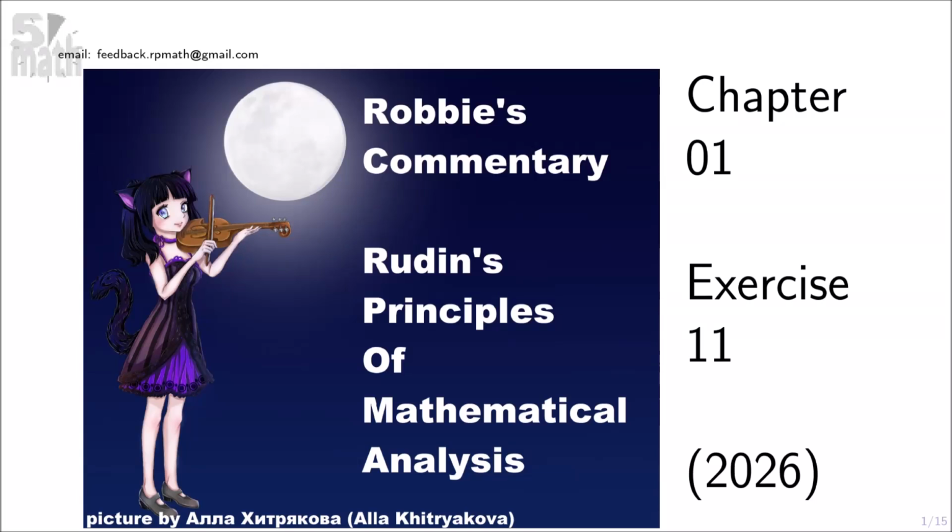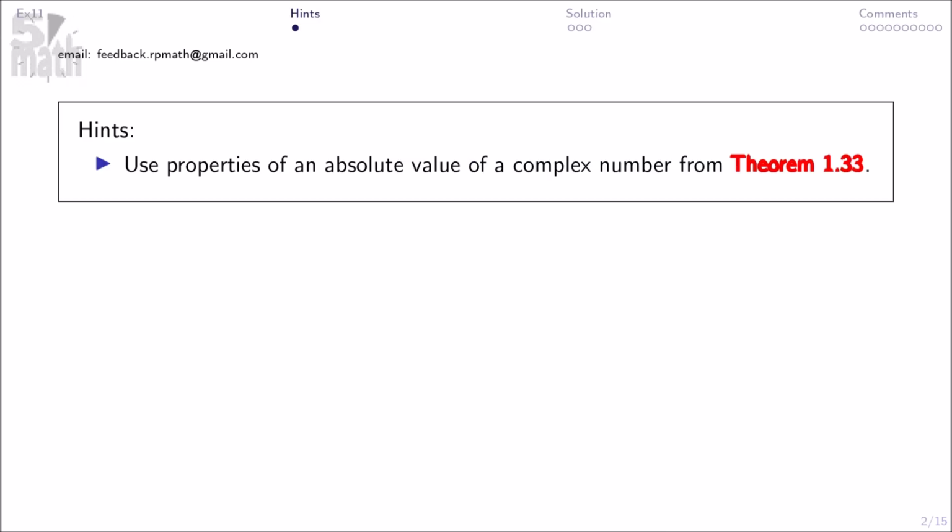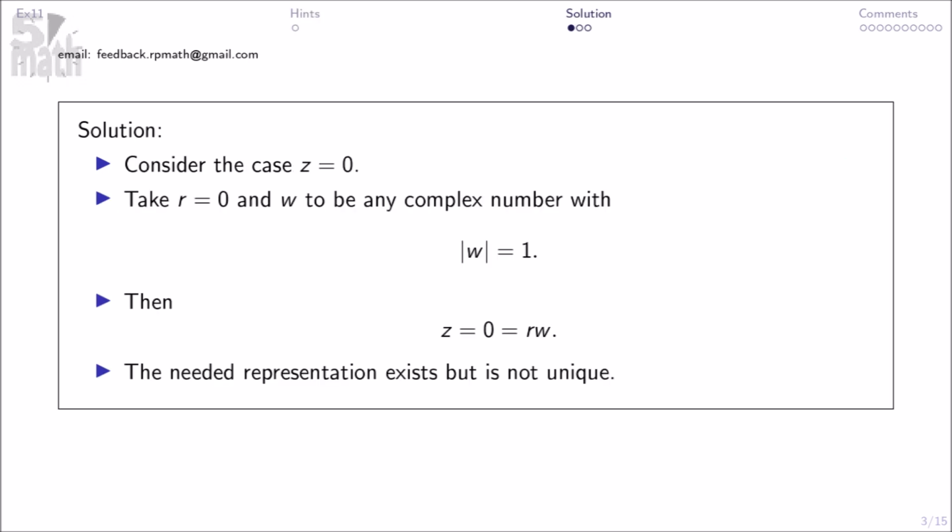Chapter 1, Exercise 11. Hints. Use properties of an absolute value of a complex number from Theorem 133. Solution. Consider the case z equals 0.